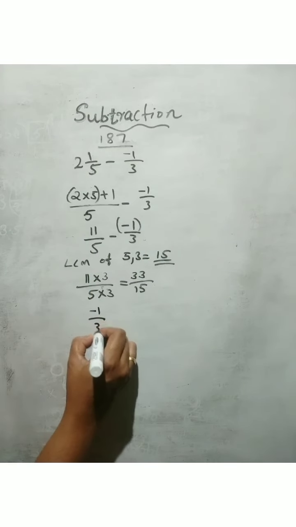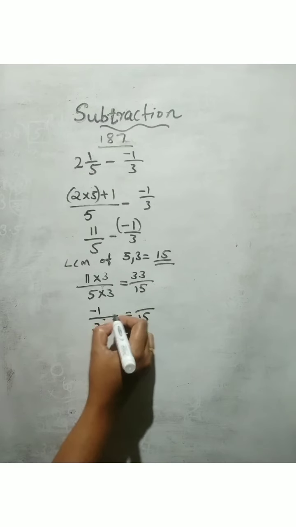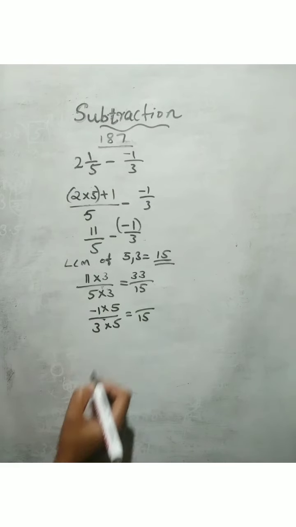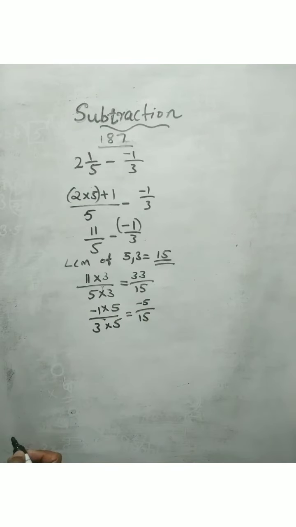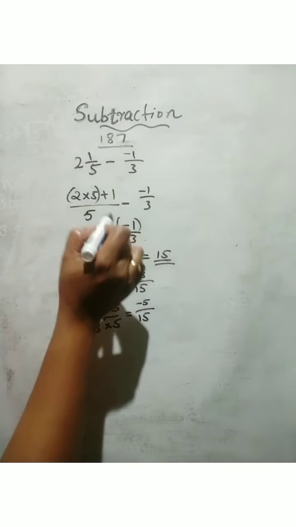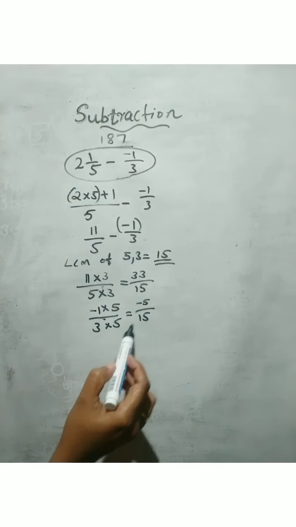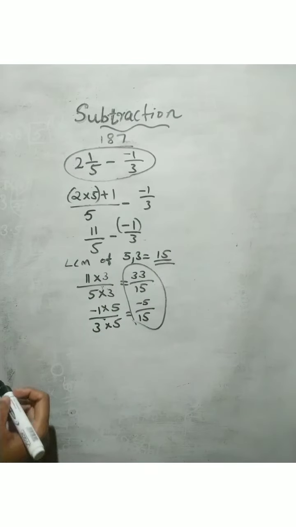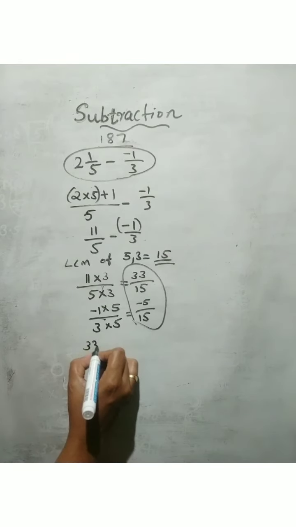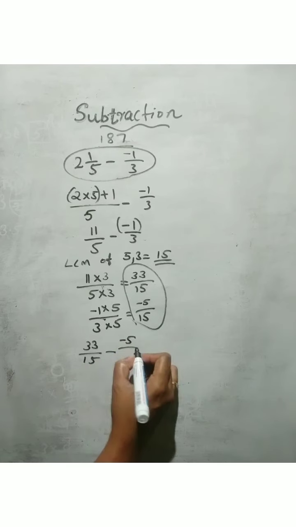And this negative 1 on 3: 3 times 5 is equal to 15, so the numerator also we have to multiply by 5. Negative 1 times 5 is negative 5. Then for this subtraction, we can take these new rational numbers, that is 33 on 15 minus 5 on 15.